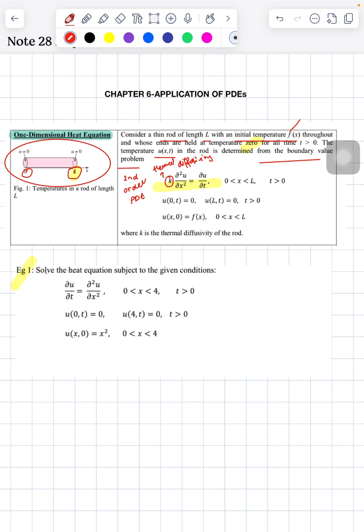And we have boundary conditions, meaning u(0,t) equals 0: when x equals 0, the temperature equals 0. u(x,t) here is the temperature. Then when x equals L, the temperature also equals 0 at t greater than 0. This is the boundary condition. And we also have the initial condition: when t equals 0, u(x,0) equals the function f(x).